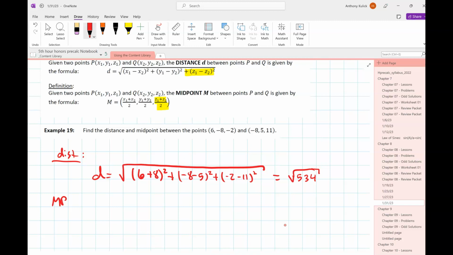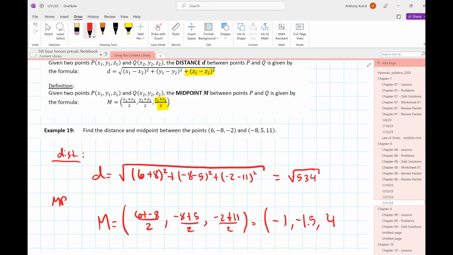If I want to do the midpoint then, that's going to be x1 plus x2 divided by 2, y1 plus y2 divided by 2, and then z1 plus z2 divided by 2. So that's going to be -1, -1.5, and then positive 4.5.